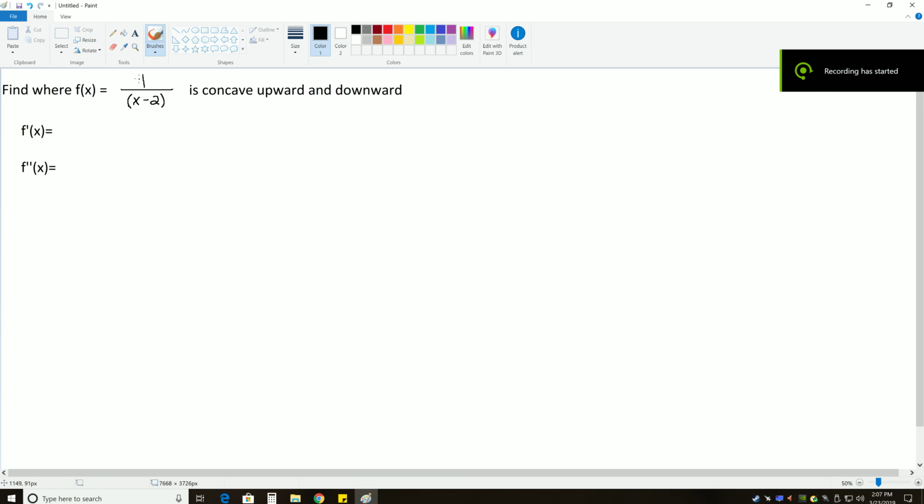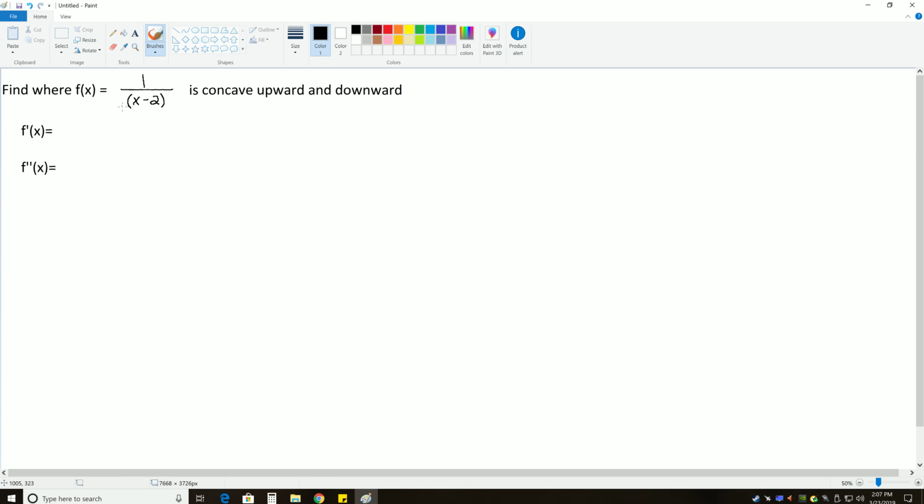In this example, we're finding where f of x equals 1 over x minus 2 is concave upward and downward. Remember, whenever you're finding where a function is increasing and decreasing, you need to use your first derivative and separate it with your partition numbers. Whenever you're deciding where a function is concave upward and downward, you need to use your second derivative and separate it with partition numbers. So we need to take this 1 over x minus 2 and find its derivative and then its second derivative.